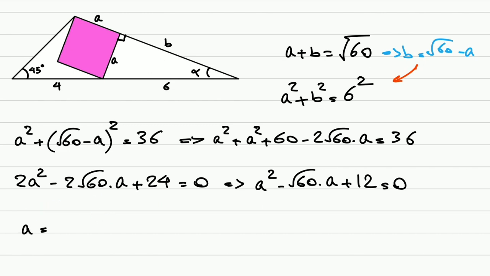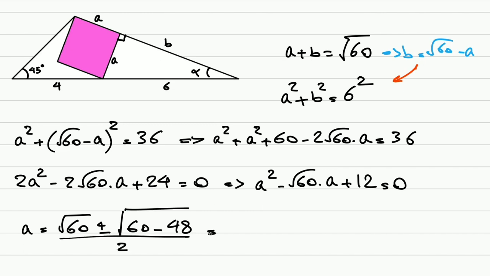And A is equal to square root 60 plus or minus square root 60 minus 4 times 12, 48, and that divided by 2. And it will be square root 15 plus or minus square root 3. Now seriously, plus or minus?